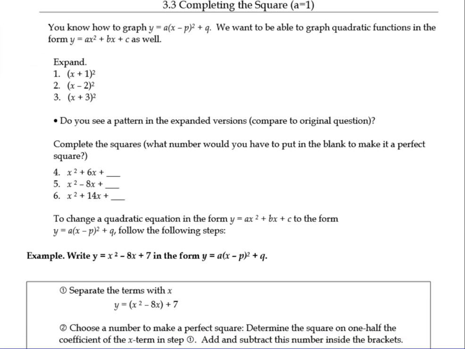All right, so what I want you to do is expand these. Now, when you have a binomial squared, what's the first step? What do I have to do first? Perfect. So x plus 1 times x plus 1. So we need to write it out multiplied by itself. And then what are you going to do?